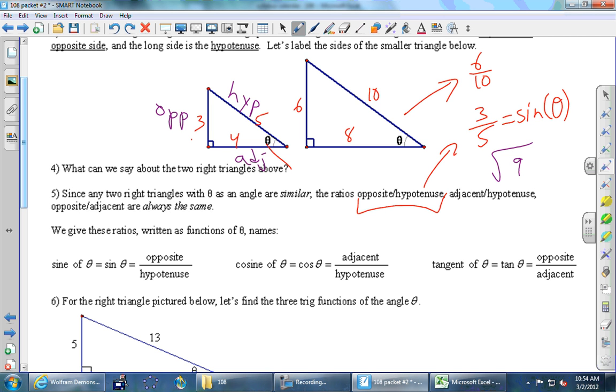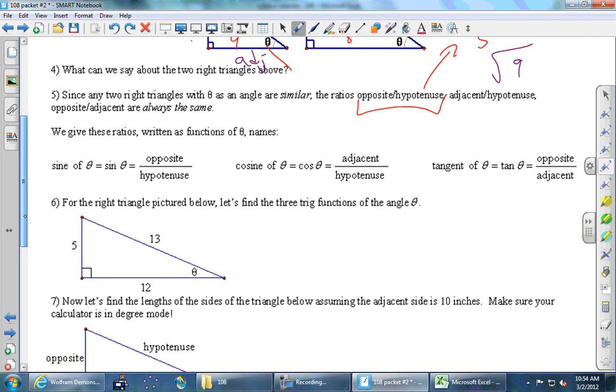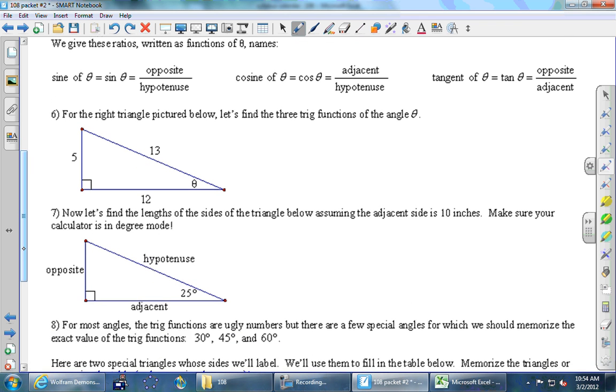Okay, let's try 6. Melissa. Okay, can you guys try it? So we're looking for sine theta, cosine theta, and tangent of theta. 3 ratios, the definitions are right up above. Check with your neighbors out loud.